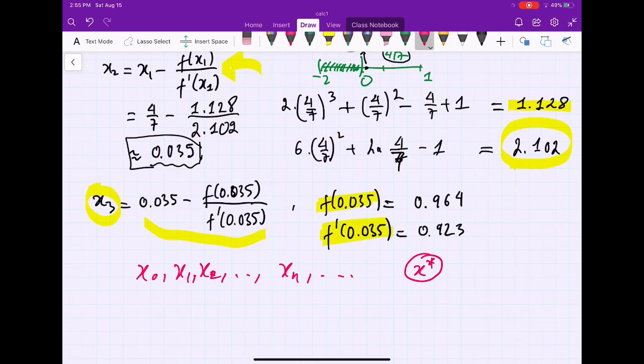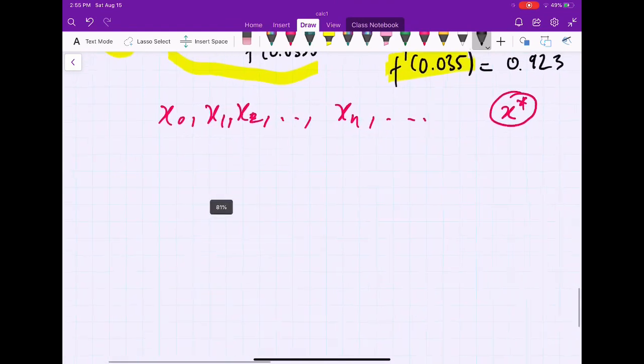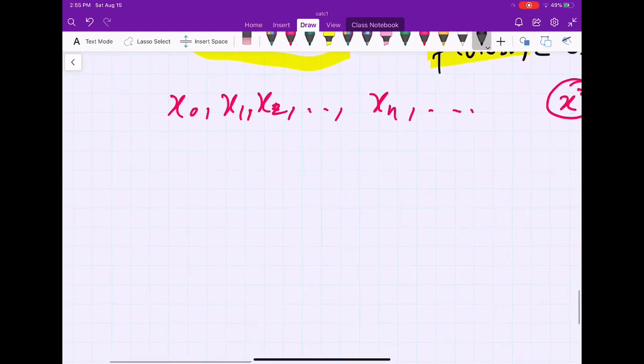Okay, now let's show one example when this method does not work. You might consider the following example. The function y equals the cube root of x. And we know that the function has a 0 at x equal to 0, right?